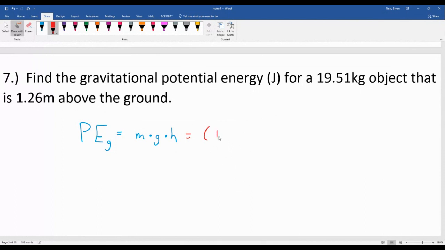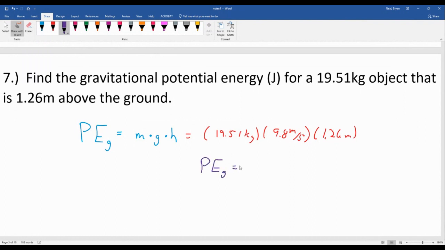We have a mass of 1951. Gravity is a number that I really hope you know by now. And then the height in this question is 1.26. Kilograms and meters per second squared make newtons. The newtons times meters, that's the definition for joules. So yeah, we get the units we want.